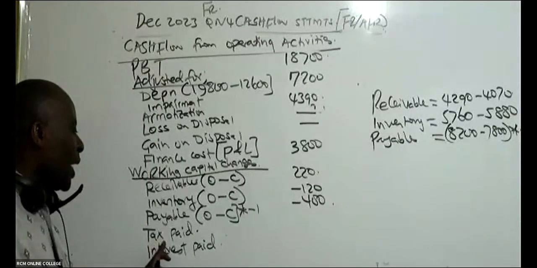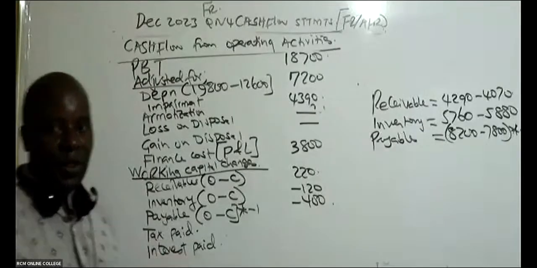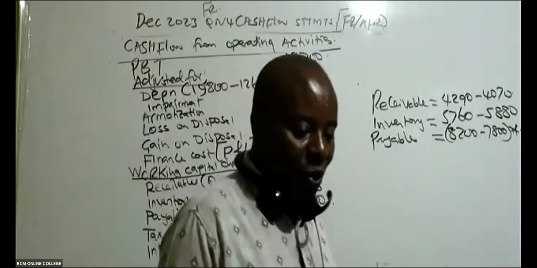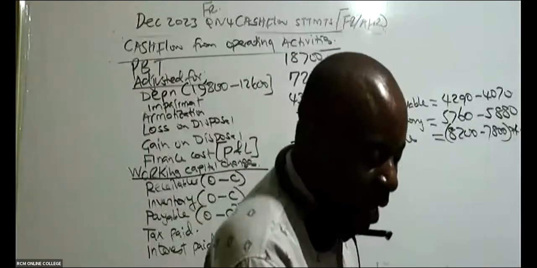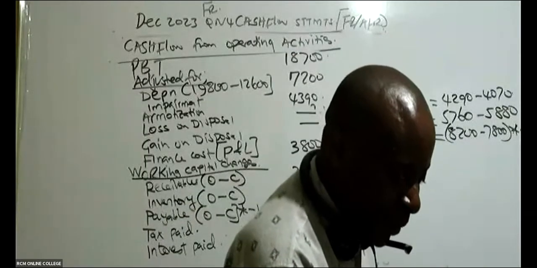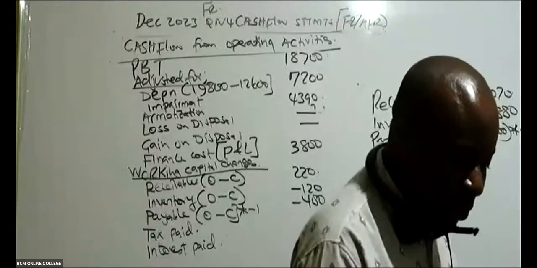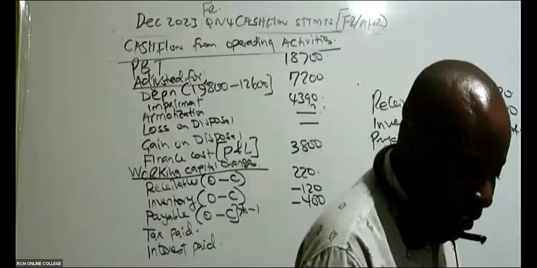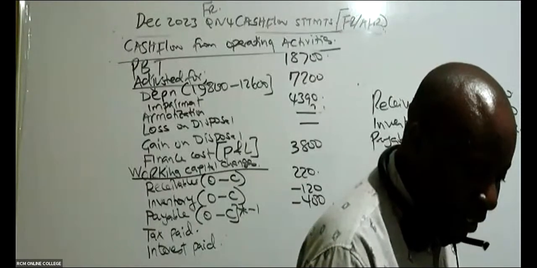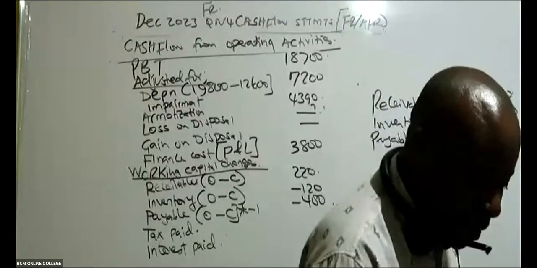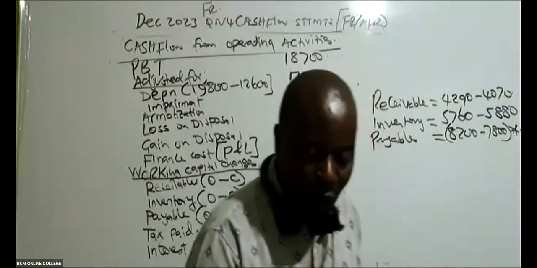So then we come to tax paid, which is the easiest. Knowing how much I've paid, ladies and gentlemen, is a very easy thing. Is there somebody who is able to see the taxes? Go to your balance sheet.